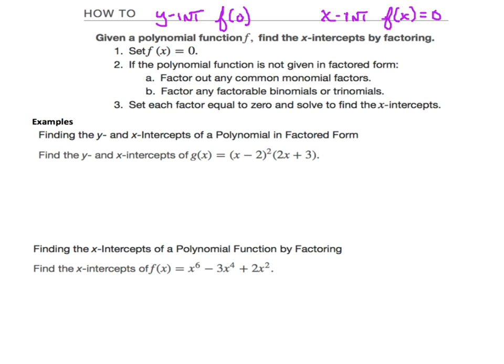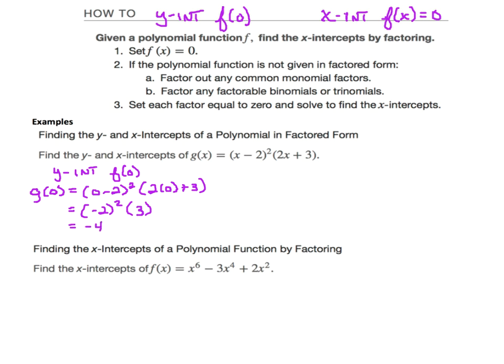Okay, so all we're asked to do is find the x and y intercept for this polynomial here. So for the y intercept, since that's easier, we'll do that first. We're just going to plug in zero into the function. So g of zero equals zero minus two squared times 2 times 0 plus 3. That's negative 2 squared times 3. And that's negative 4. No, that is positive 4. That negative gets squared away.